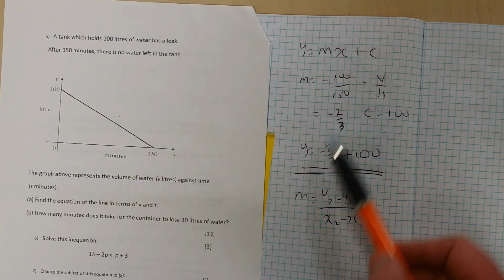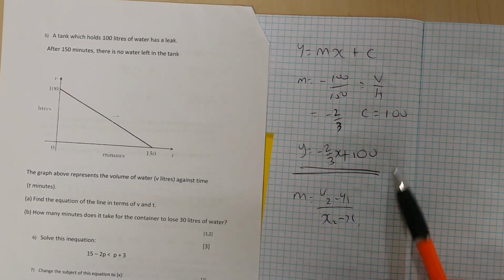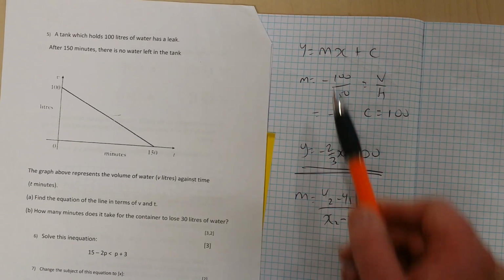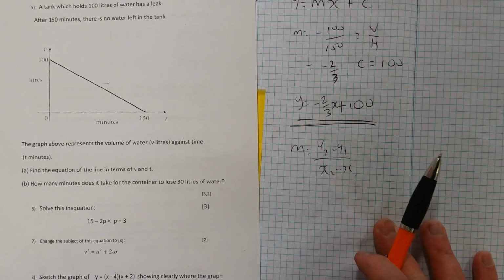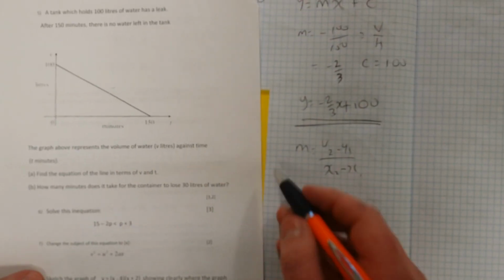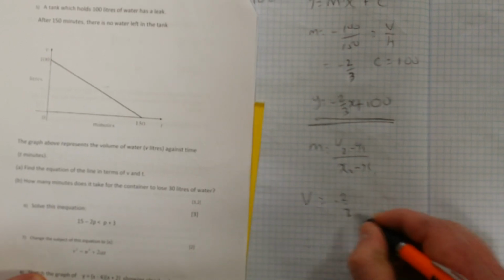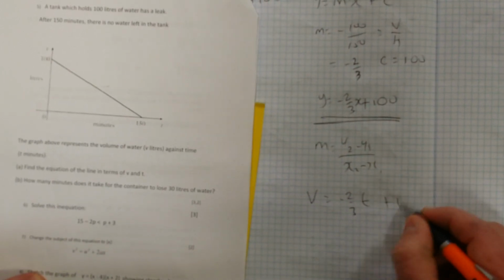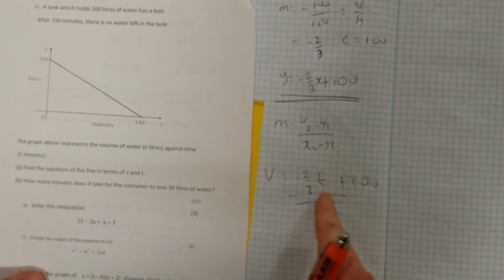So I can then put it into this y equals mx plus c. There's my gradient, m, and there's c, where it cuts the y-axis. Now, I'm not quite finished because the question asked me to do it in terms of v and t. So instead of y, I'm going to have v. I'm going to have v equals minus 2/3 t plus 100. So I would have to put it into that form in order to get all the marks, with the v and t.